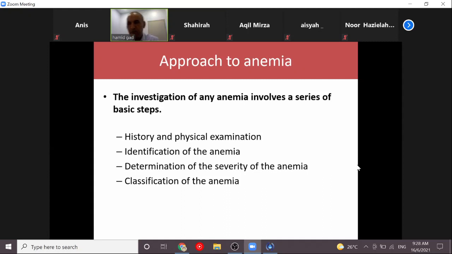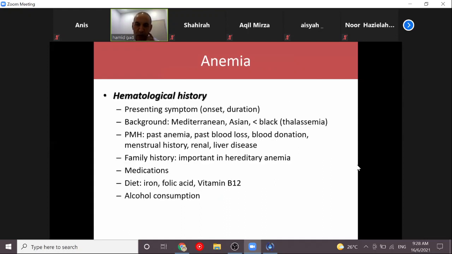If there is tachycardia, palpitation, heart failure, or dyspnea, that is severe anemia. The patient's response to anemia is not the same. Some patients have hemoglobin of 10 and a lot of clinical features. Another patient might have 9, but he looks normal. So the severity is determined by the hemoglobin level, plus, more importantly, by the clinical features of the patient. And it is very important to classify anemia. You must know how to classify anemia. So we go one by one.